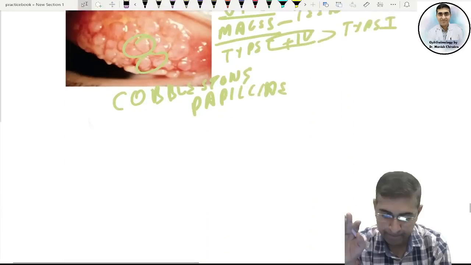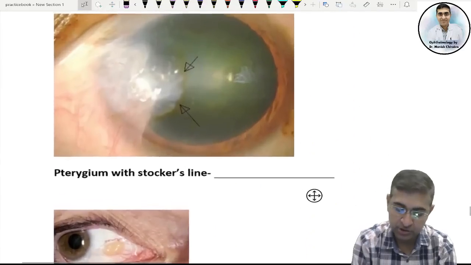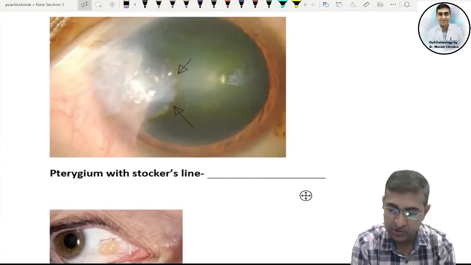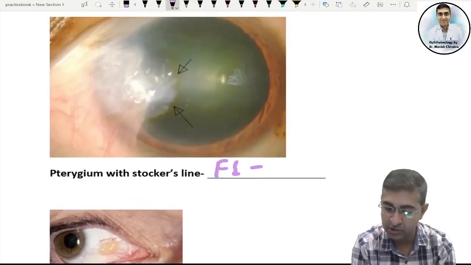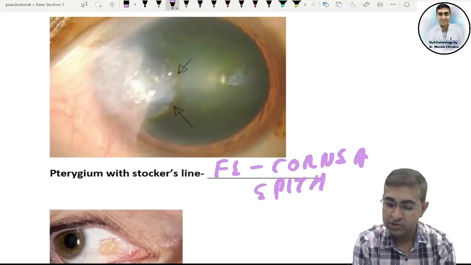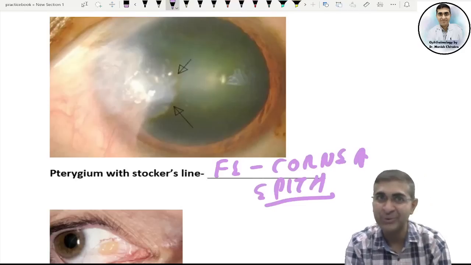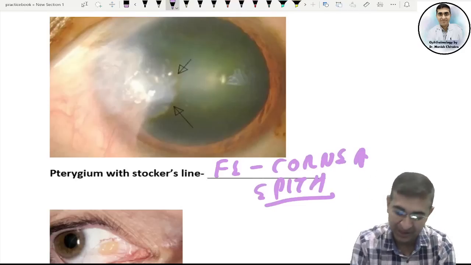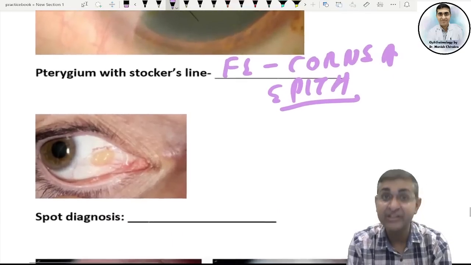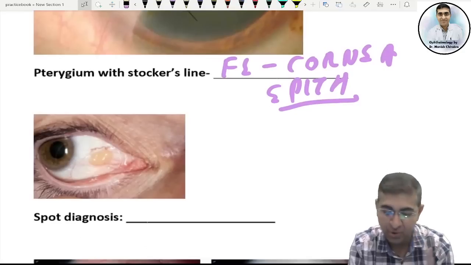Okay. Yes, now this is your Stocker's line. The iron is present on the corneal epithelium. There is iron deposition also in keratoconus, which is at the base of the cone. You call it the Fleischer ring, okay? Here we are talking of Stocker's line.